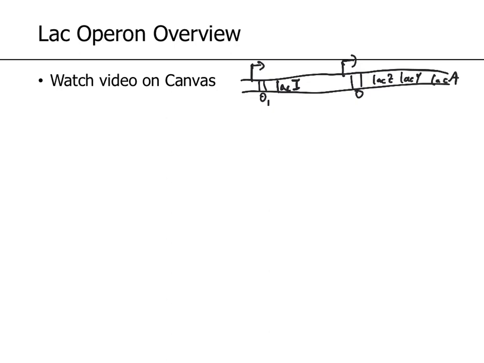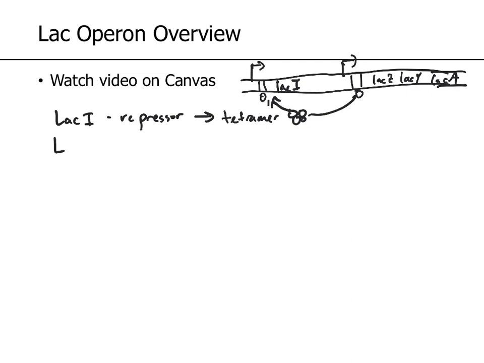All right, so again, this is what the operon setup looks like. We have LacI, the repressor, which forms a tetramer that can bind to these operator sites. Then LacZ.